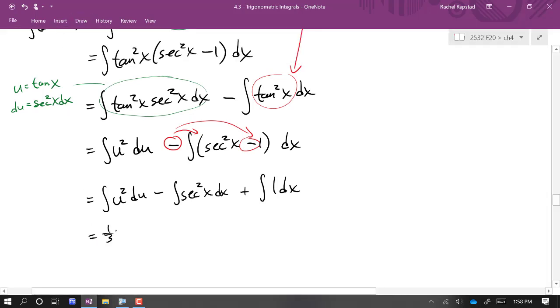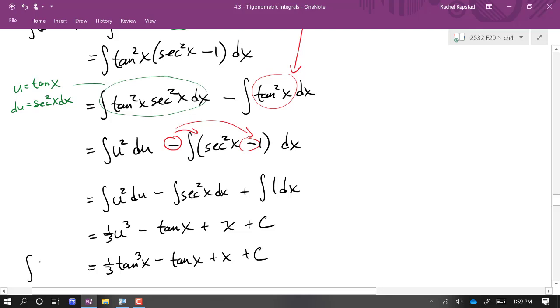You get 1/3 u cubed minus tan x plus a constant. I'm going to now put the tan x back in for u here, so you get 1/3 tan cubed x minus tan x plus a constant. This is the indefinite integral of tan to the fourth x dx. That's what we have here.